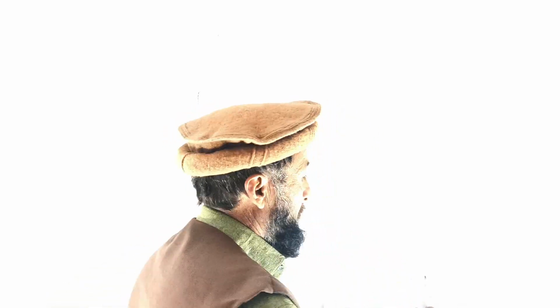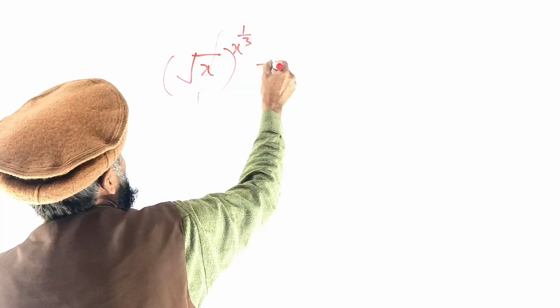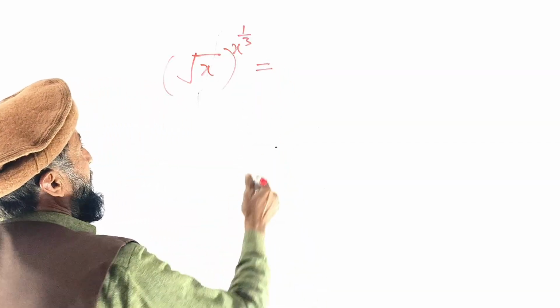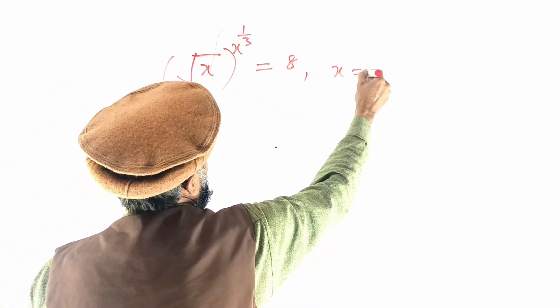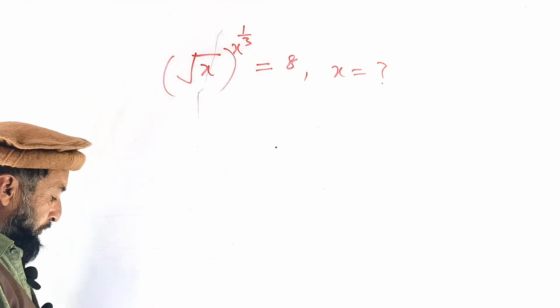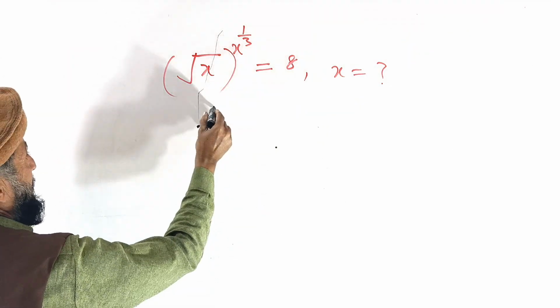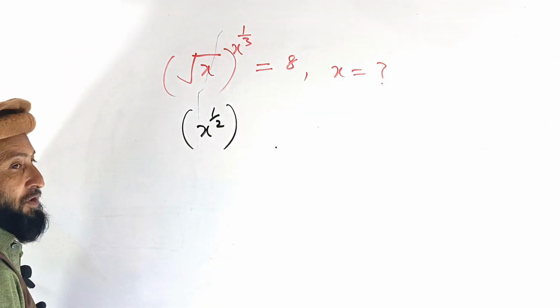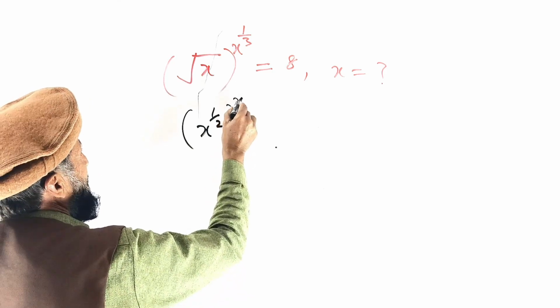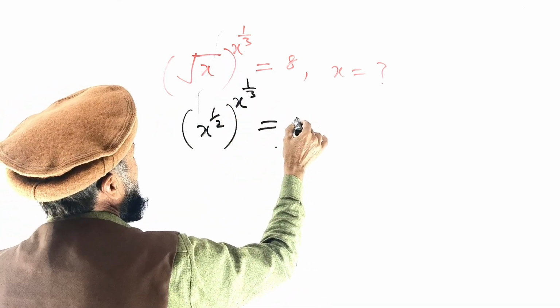Today we have a new exponential equation: (x to the power square root x) whole to the power 1 by 3 is equal to 8. What is the value of x, which is unknown? First of all, we can simplify x to the power square root. We can write x to the power square root of 1 by 2, with its power square root equal to 1 by 2 and its total exponent 1 by 3 equal to 8.